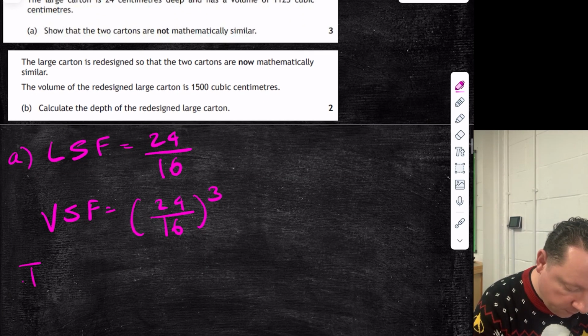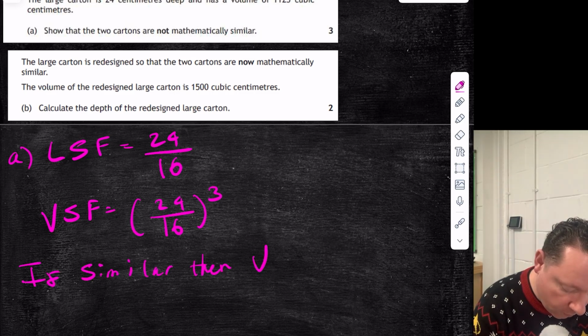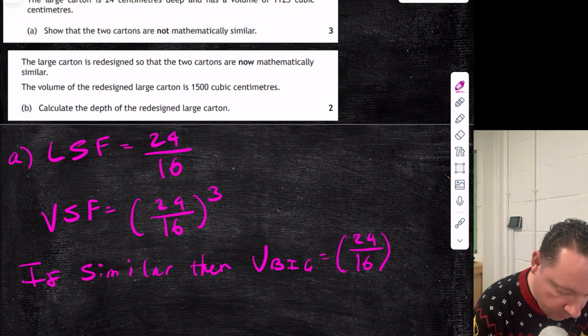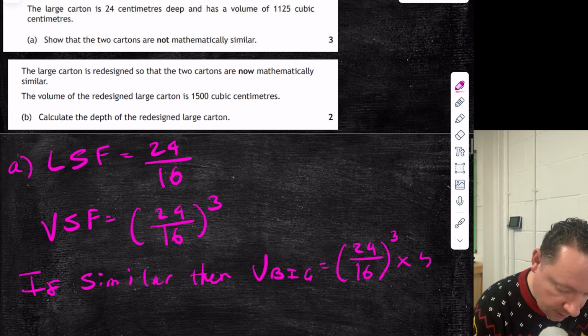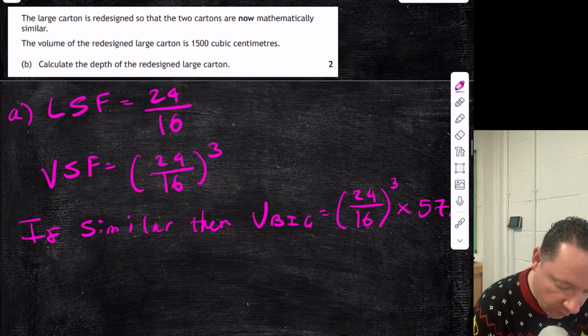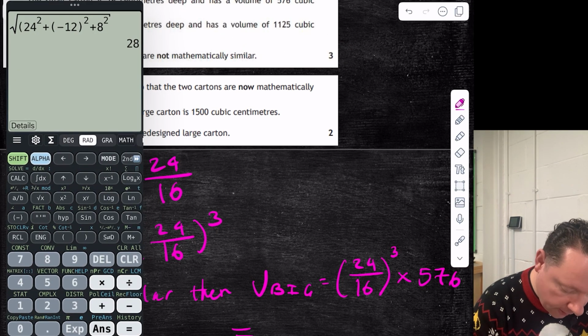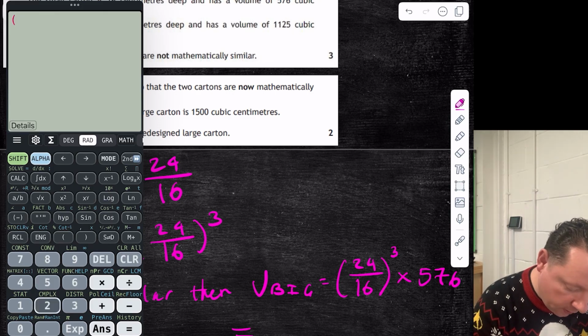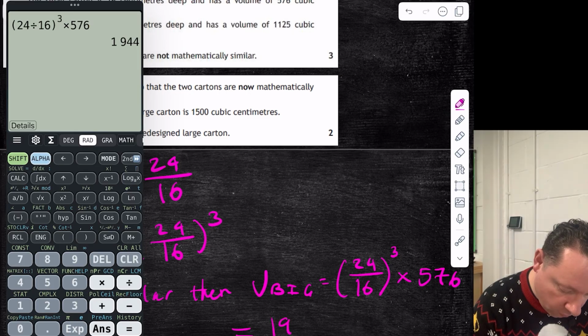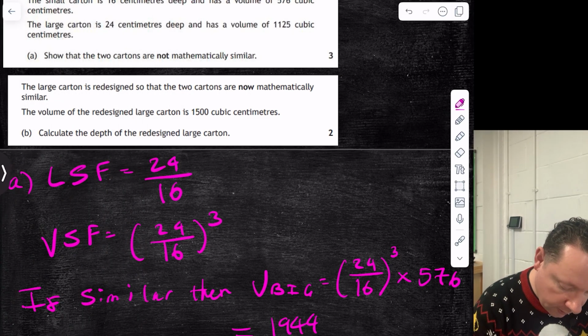So if similar, then the volume of the big one will be equal to 24 over 16 cubed, the scale factor, times the volume of the small one, which is 576. So we'll just get a calculator and see what that answer is. So in my calculator, I use brackets for this, 24 over 16, close the bracket, press cubed, times 576. I get 1944 cubic centimetres.